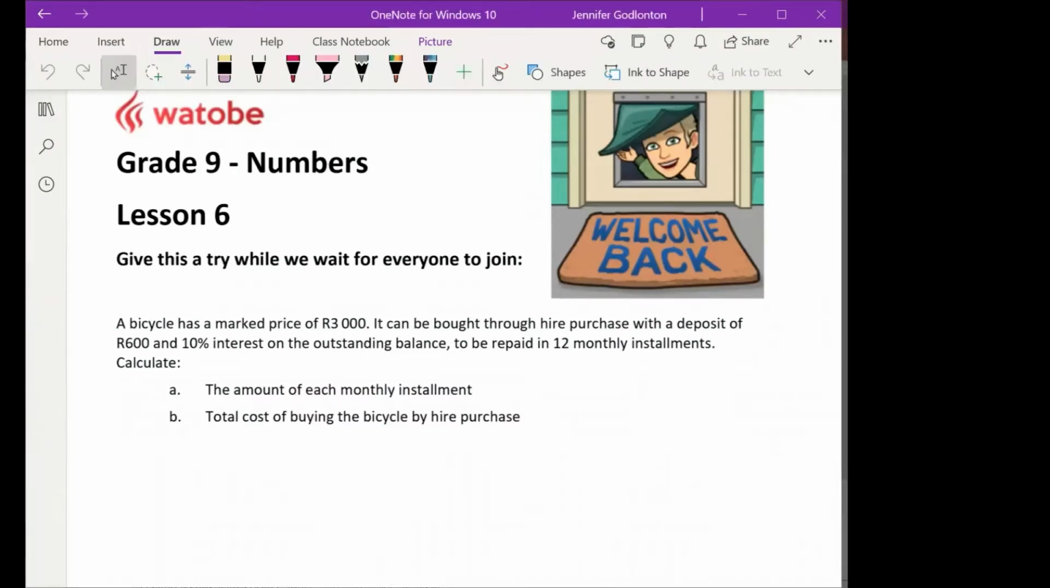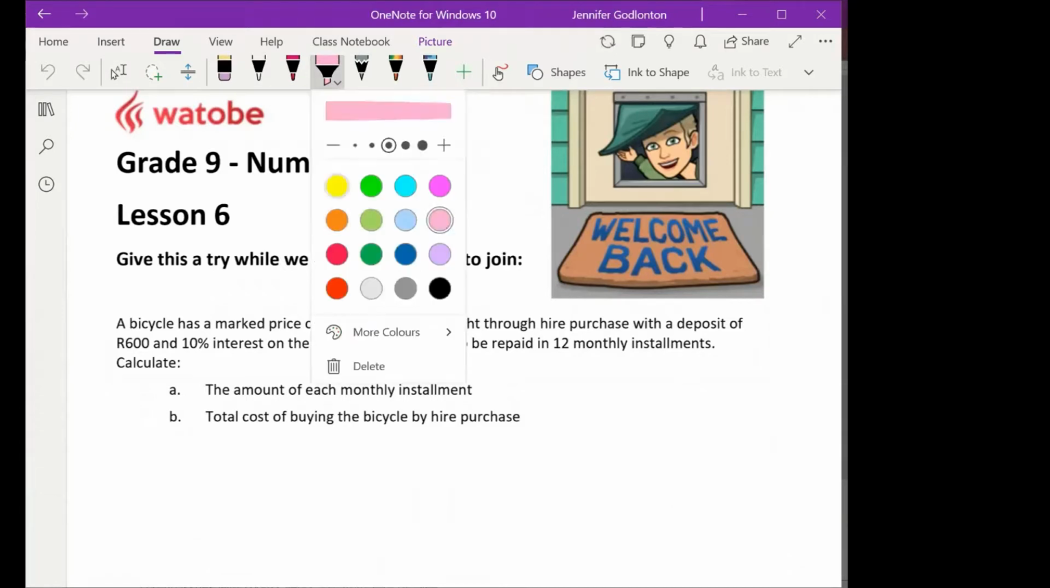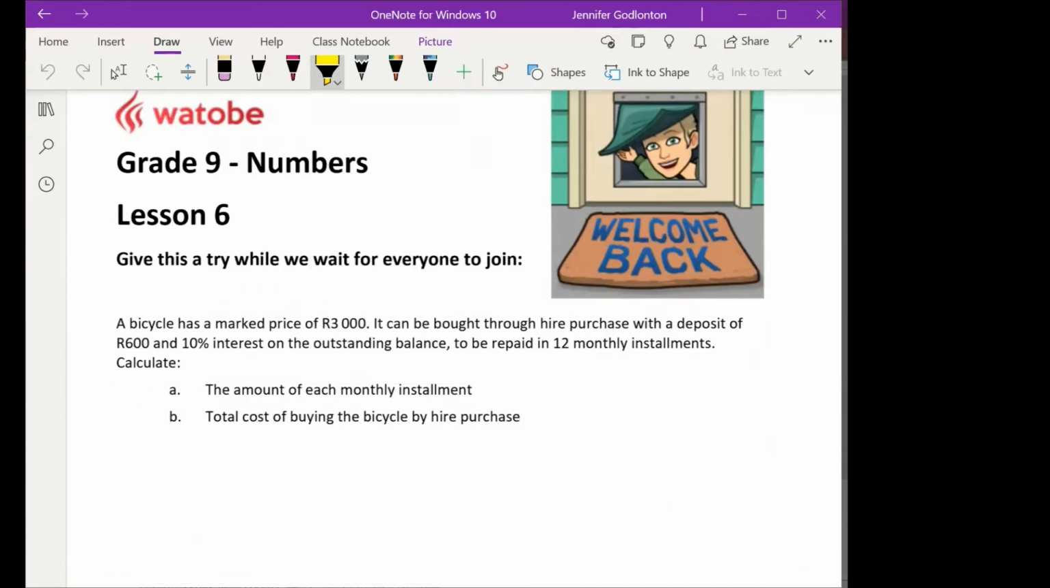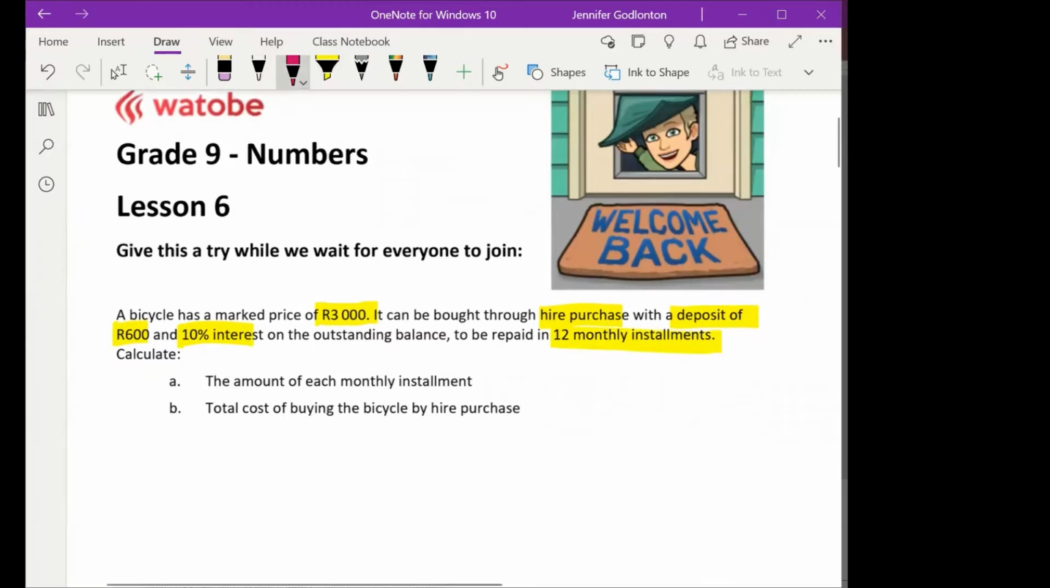Okay, so we have a bicycle with a marked price of 3,000 Rand. It can be bought through hire purchase with a deposit of 600 Rand and a 10% interest on the outstanding balance, and it's going to be paid over 12 monthly installments. Those are our important pieces of information. Our first step is just to identify them.